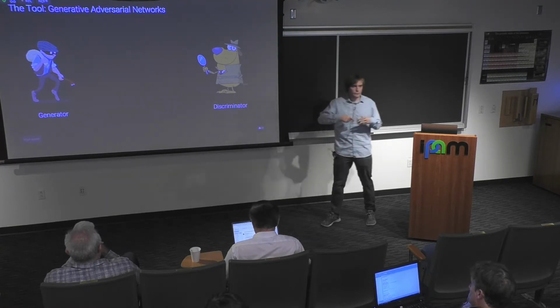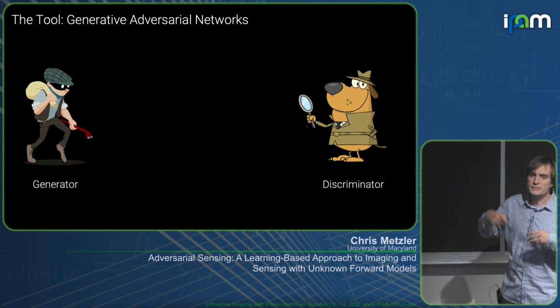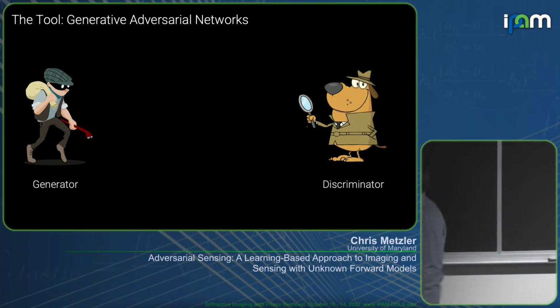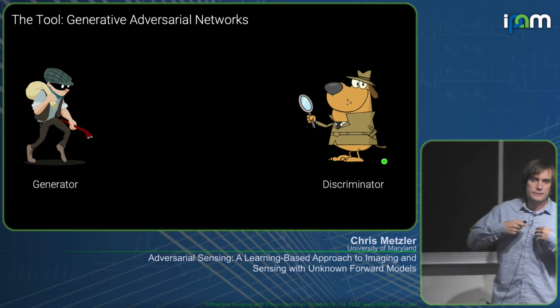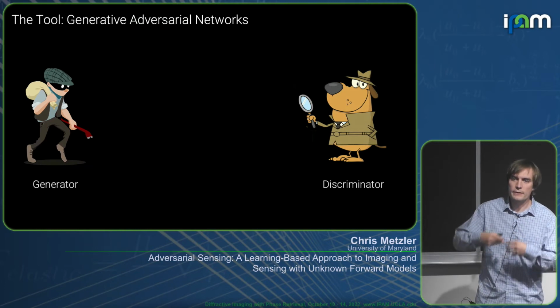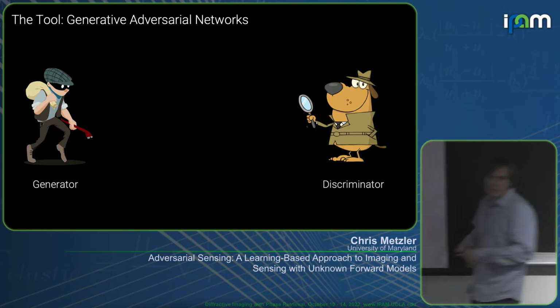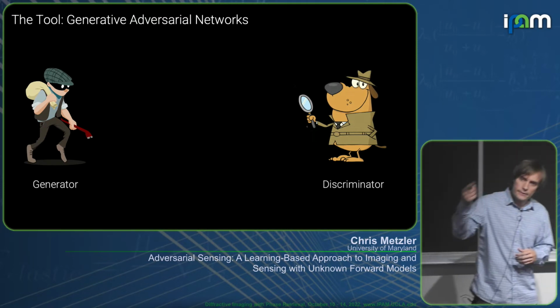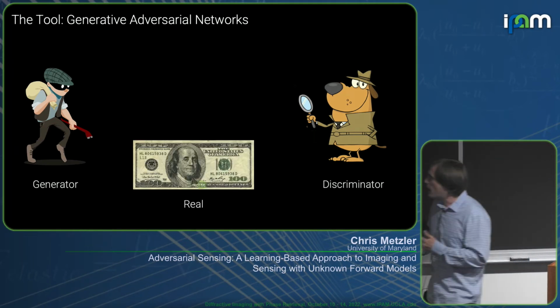The tool we take advantage of here is generative adversarial networks. We have a generative network and a discriminator network. The generator's goal is to produce realistic-looking fakes, realistic-looking synthetic images. And the discriminator's goal is to say, is that a real image? Is that a fake image? Essentially to fight the generator.